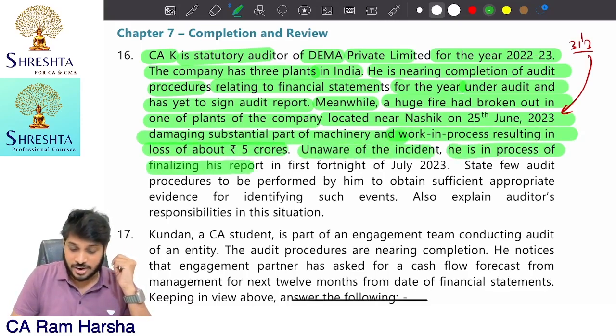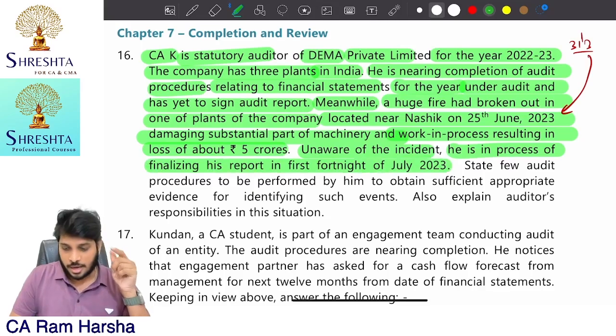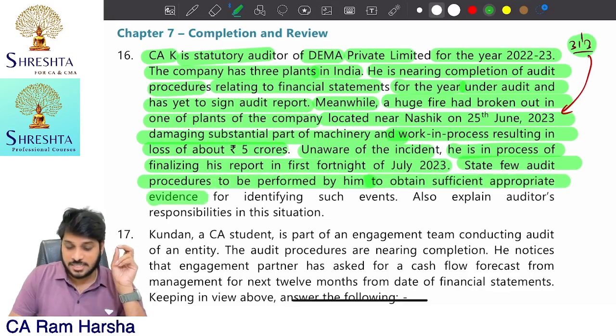He is in the process of finalizing his report in July. When you are processing in July, you must know this incident and all. You must do some subsequent event procedures. This is adjusting, non-adjusting, but you must do subsequent event procedures. State the procedures to be performed by him to obtain evidence regarding such events.